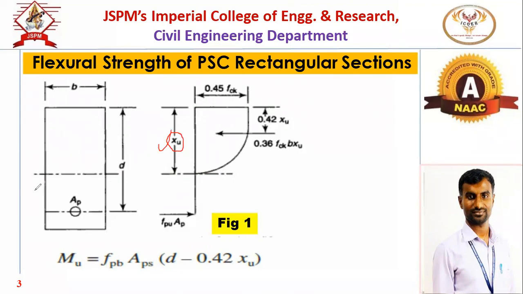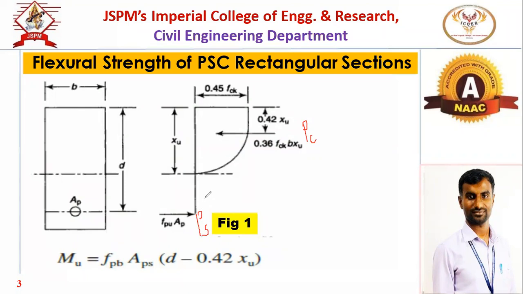Now, as this is the combination of concrete and this pre-stressed steel, high tensile steel, so these are the two forces. So we can say it will form the couple. Now this is the force due to the concrete. This is the force due to the steel. So for concrete, the force will be 0.36 FCK B into XU. These are the forces. This is the force due to the concrete. This is the force due to the steel. And these two forces will form the couple.